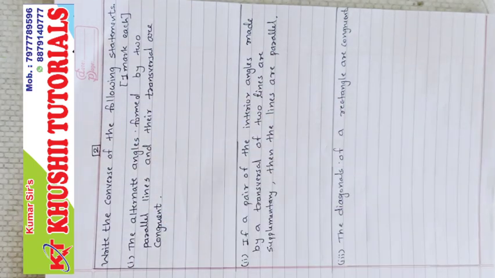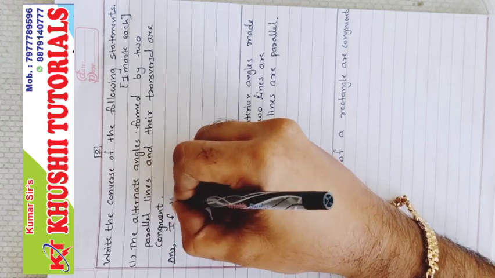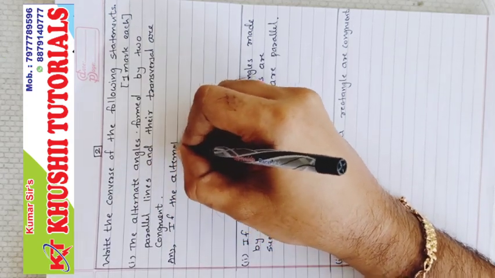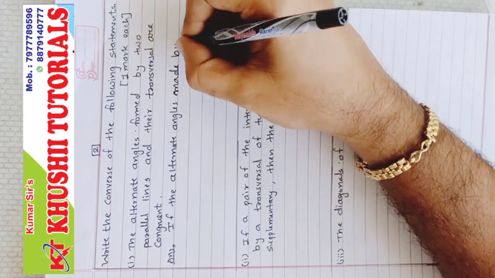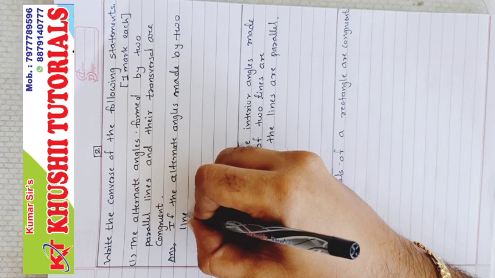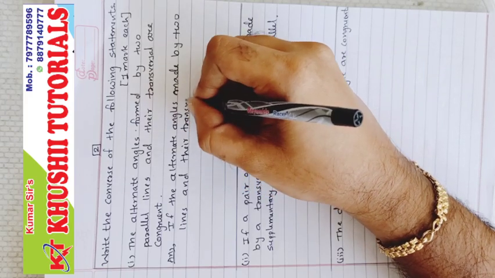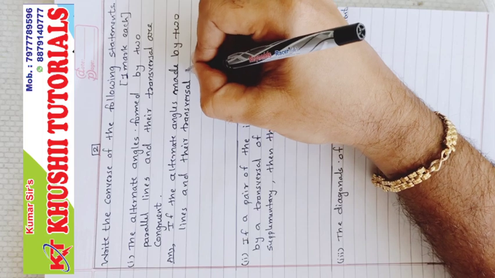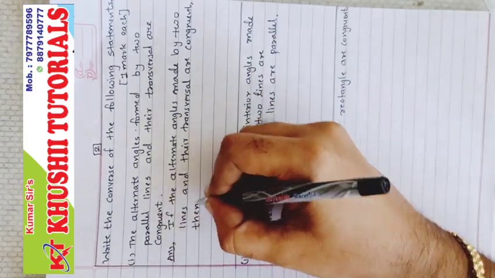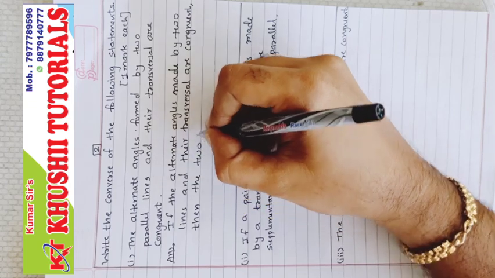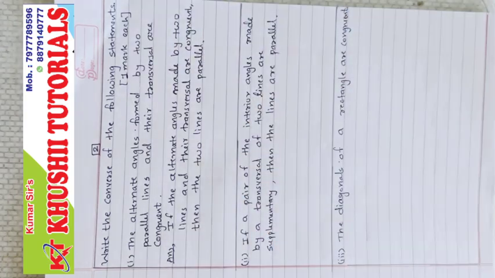Correct? So the answer: if the alternate angles made by two lines and their transversal are congruent, then the two lines are parallel.